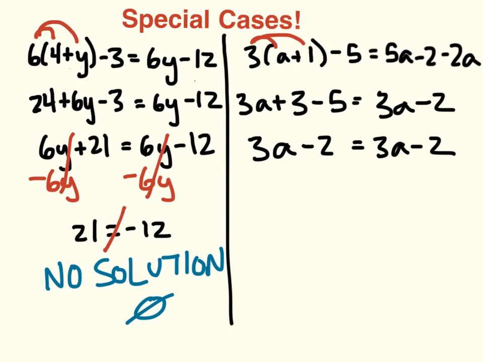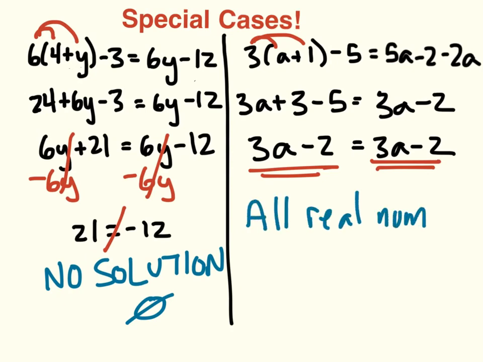Now, I could go further here. I could add 2 to both sides, or I could subtract the 3a's, and they'll eliminate. But anytime that we have the exact same thing equal to itself, then it doesn't matter what I plug in for a, I'm always going to get this side is equal to this side, no matter what. There's not just one answer. There's an infinite amount of answers. And we call that, the solution is all real numbers. And the symbol for all real numbers is an R with like 2 backs on it. And those are my special cases.